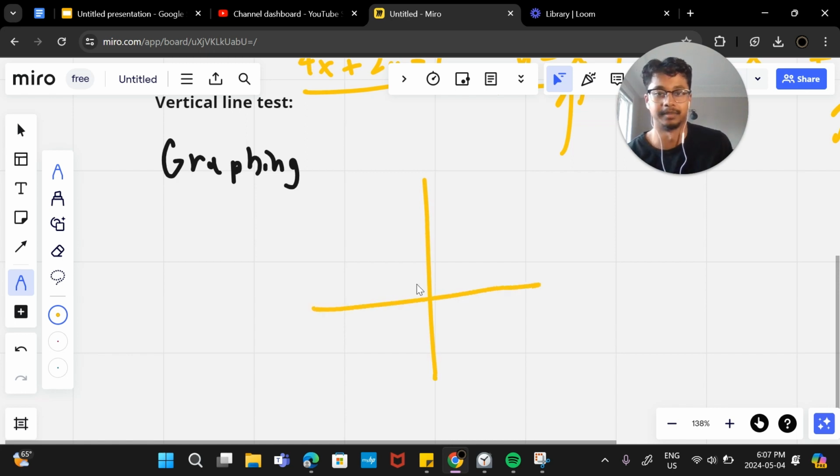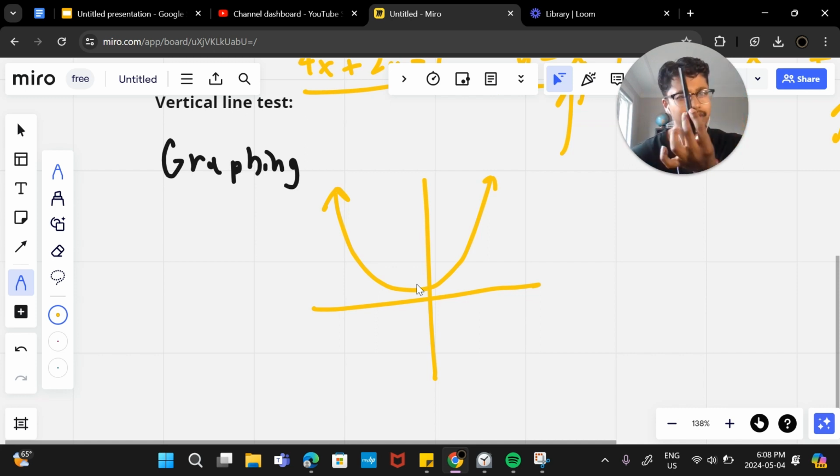Let's say that you had a quadratic, like this. The idea behind the vertical line test is that it's a test to see whether or not something is a function. If it passes the vertical line test, then it is a function. If it does not pass the vertical line test, then it is a relation, okay? So what is the vertical line test?